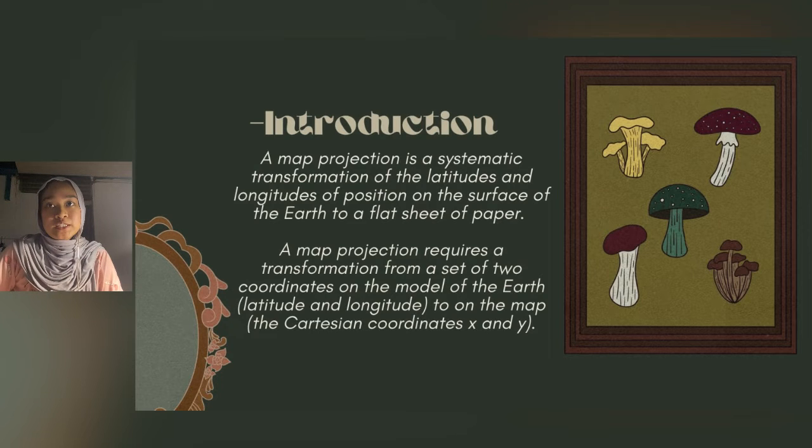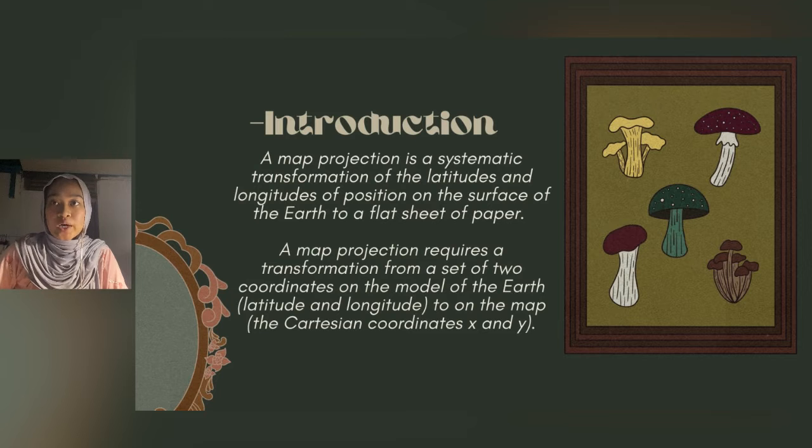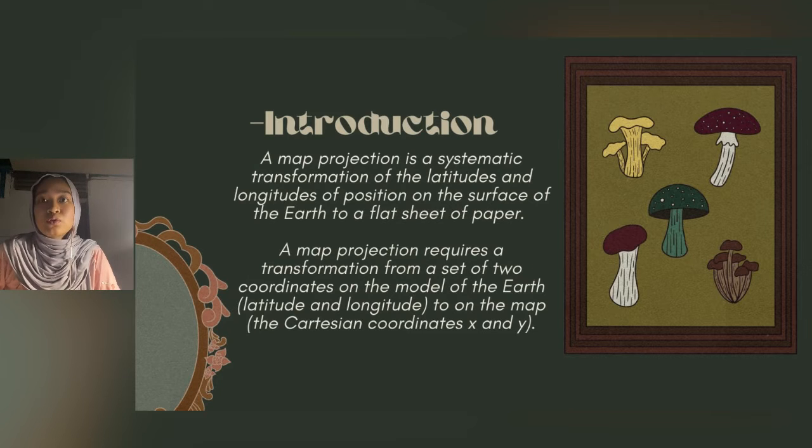A map projection is a systematic transformation of the latitude and longitude of positions on the surface of the Earth to a flat sheet of paper. A map projection requires a transformation from a set of two coordinates on the model of the Earth, which is latitude and longitude, to the Cartesian coordinates x and y on the map.